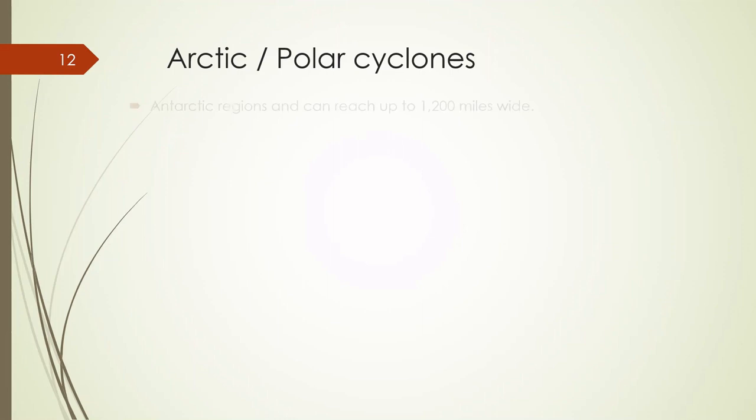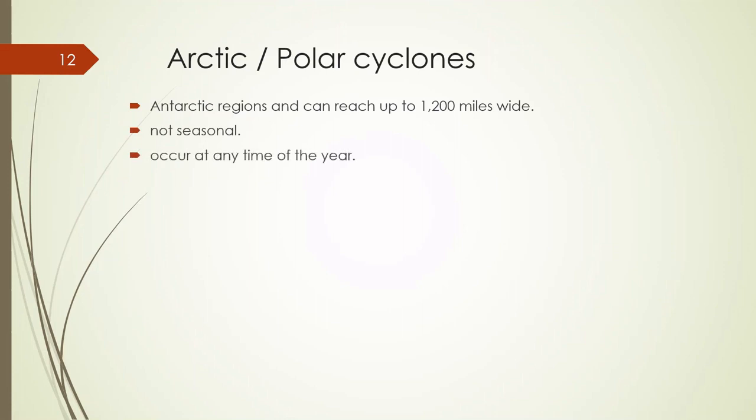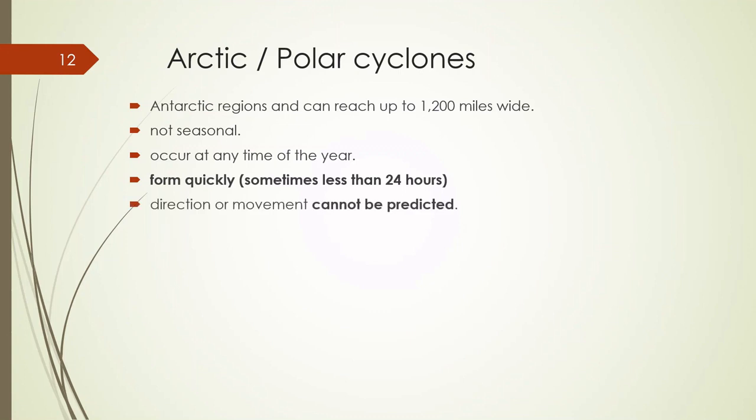Let us move on. Now the last topic that we are going to discuss is polar cyclones. This is not a very important topic, but it is important for us to understand and identify the key differences. They are formed in the Antarctic regions and can reach up to 1,200 miles wide. It is not seasonal and can occur at any time of the year, and unlike the other ones, they can form very quickly, sometimes in less than 24 hours. The direction or movement cannot be predicted. They can last from a day to several weeks as well. So this is basically an understanding of Arctic or polar cyclones.